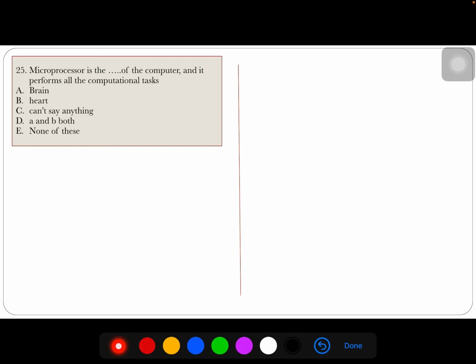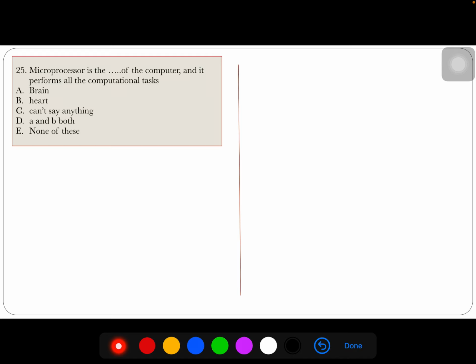Next question. IoTs also include microprocessor and microcontroller. So this question is from the microprocessor part. Microprocessor is the dash of the computer and it performs all the computational tasks. I'll give you a very simple example. You all must have seen desktops, okay? In the desktops, you have three components. One is the CPU, one is the UPS from where you get the supply, one is your monitor, and other peripherals are keyboard, printer, mouse and all you can put.